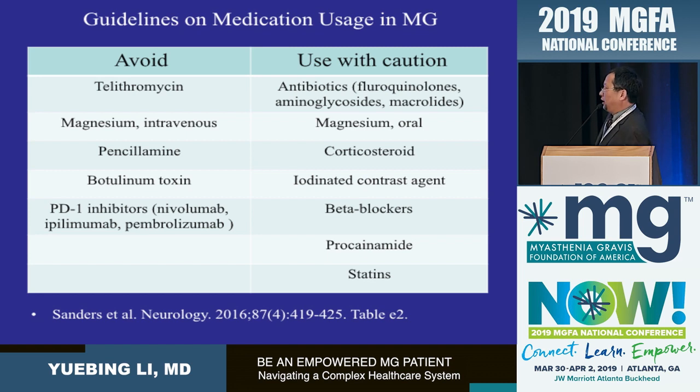Use with caution: these are medications such as some of the antibiotics and oral magnesium. Corticosteroid is listed as being used with caution. Contrast agents, beta blockers, especially in the ICU, and statins are relative contraindications. The last one I singled out is PD-1 inhibitors. Right now, it's one of the most common causes of iatrogenic myasthenia gravis. I think there are probably 200, 300 cases nationwide so far.